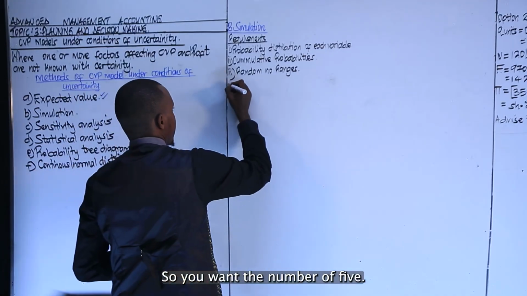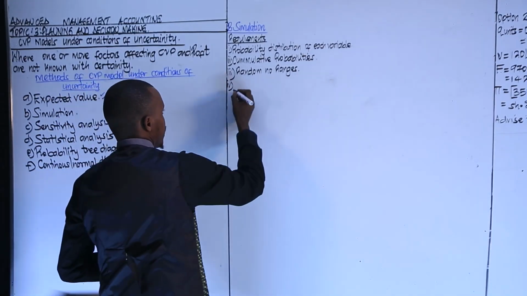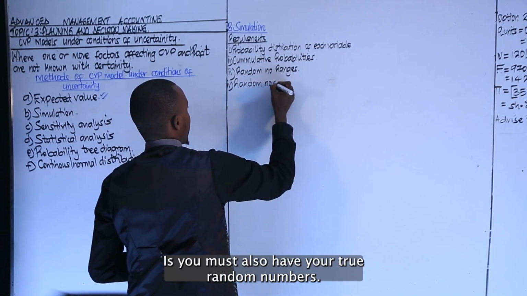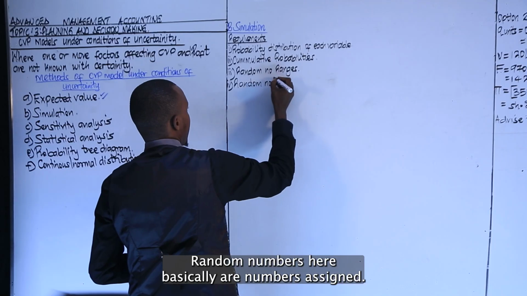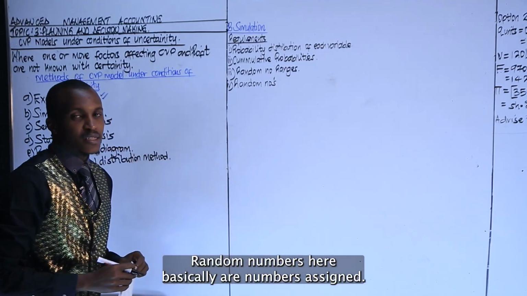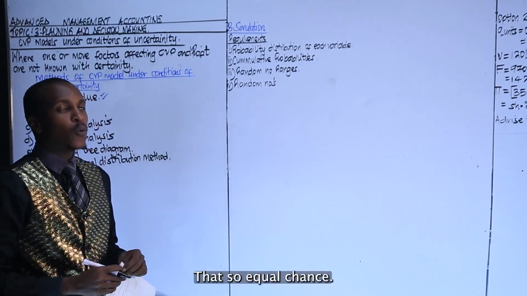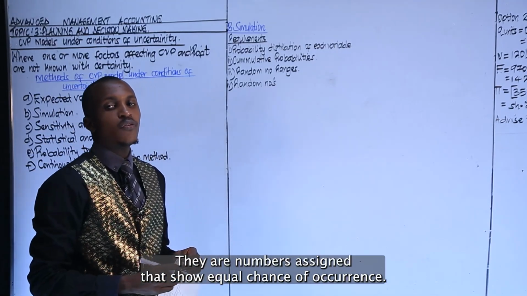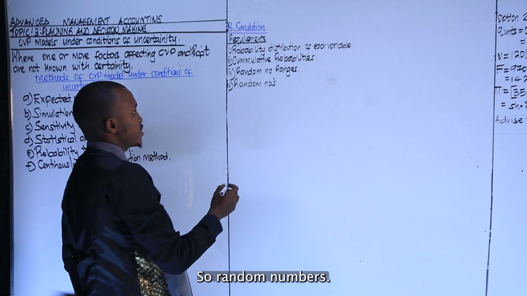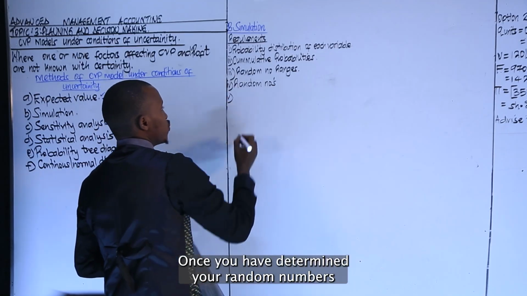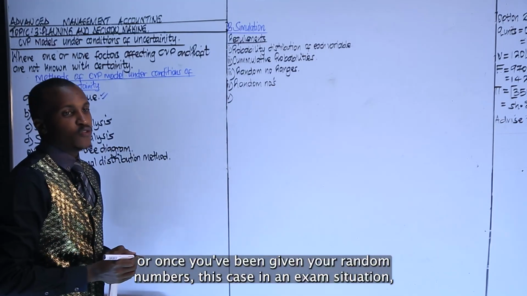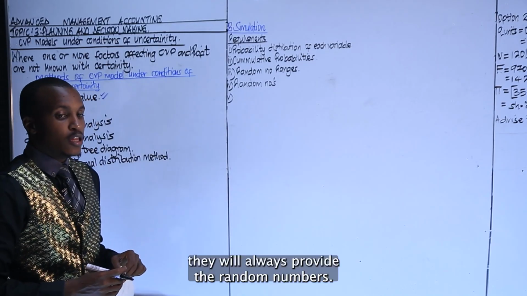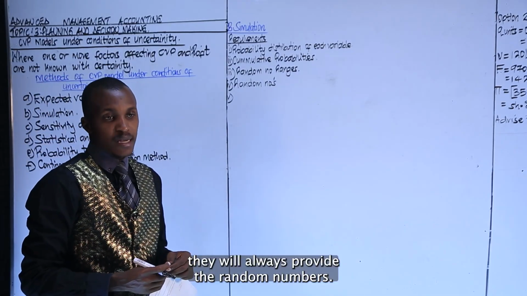Then number four is you must also have your random numbers. Random numbers here basically are numbers assigned that show equal chance of occurrence. Once you have been given your random numbers, in an exam situation, they will always provide the random numbers.